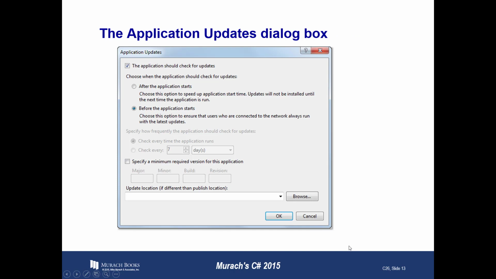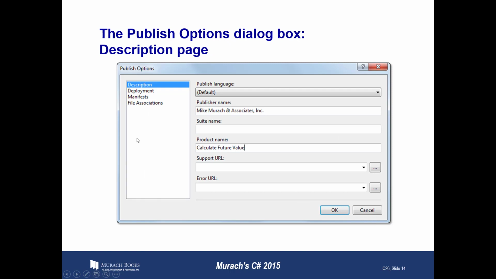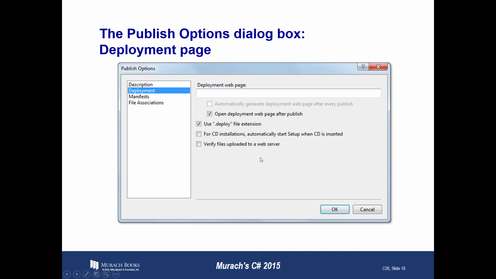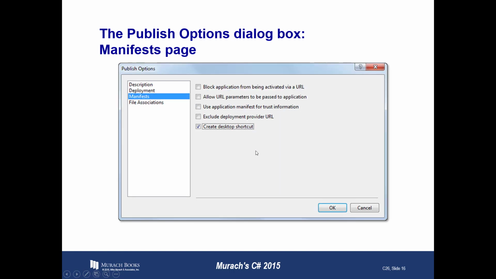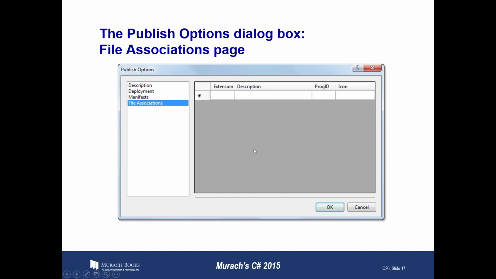All right, application updates dialog box. Again, the more complex the application, the better the chance, in my humble opinion, that it could fail, or you could find, oh, we didn't do this. So you can set it up so that the system itself will check for updates. The publish options dialog box, description page. Here is the deployment page. And again, manifest page. I've never messed with any of this stuff.